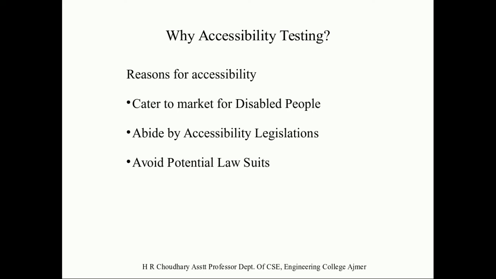The third reason is to avoid potential lawsuits, because we have seen a lot of lawsuits in the past. Fortune 500 companies have been sued because their products were not disabled friendly. Here are a few prominent cases: National Federation of the Blind, NFB versus Amazon 2007; NFB versus Target 2007; and NFB versus Oval Settlement 1999. These are some cases already filed by disabled people. So it is best to create products which support disabled people and avoid potential lawsuits.